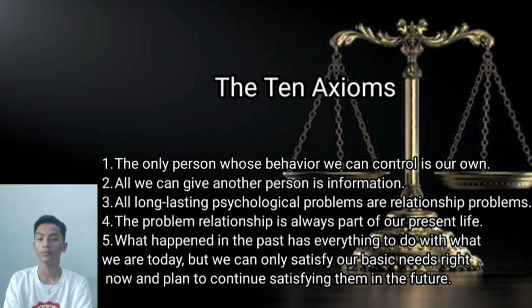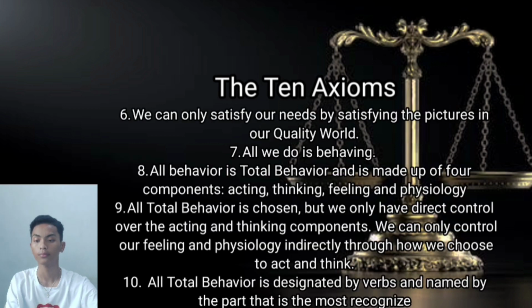So, the 10 axioms. 1. The only person whose behavior we can control is our own. 2. All we can give another person is information. 3. All long-lasting psychological problems are relationship problems. 4. The problem relationship is always part of our present life. 5. What happened in the past has everything to do with what we are today, but we can only satisfy our basic needs right now and plan to continue satisfying them in our future.